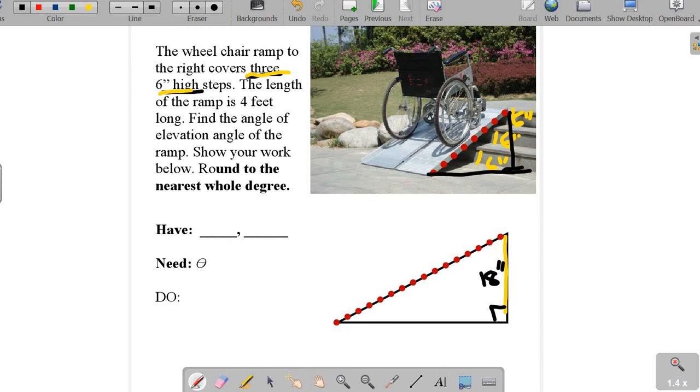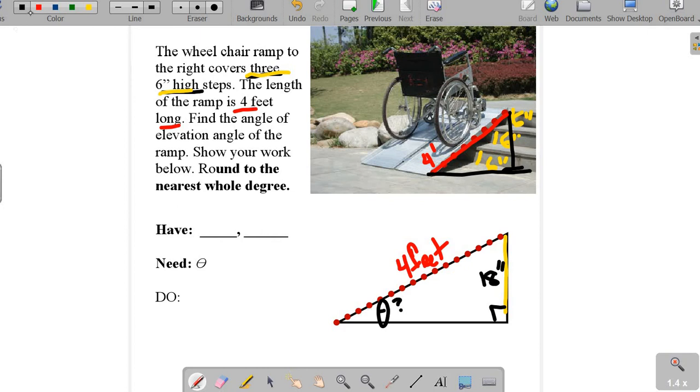Close it up. It said the ramp is 4 feet in length. So the actual ramp here is 4 feet in length. Notice the discrepancy in the units, 4 feet, 18 inches. Find the angle of elevation, which is going to be this theta right here, of the ramp, rounded to the nearest whole degree. So we're asking, what is that theta?